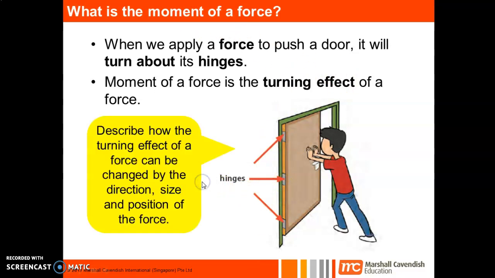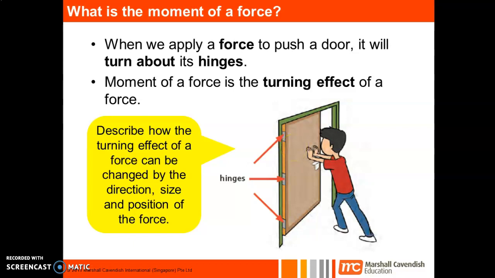Now I'd like you to go and try. You can go to a door at your house. Try putting your hands further away from the hinges. Do you require a larger or a smaller force to open the door? Next, put your hands nearer to the hinges and see whether you need a smaller or bigger force to open the door. Pause the video and go and try.